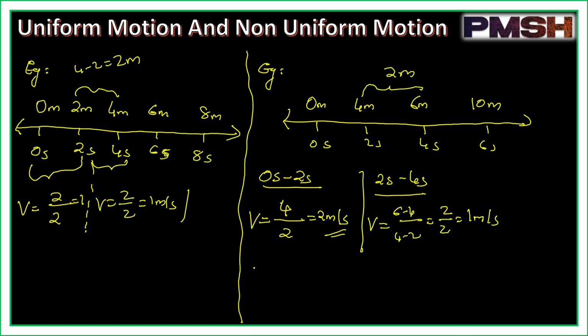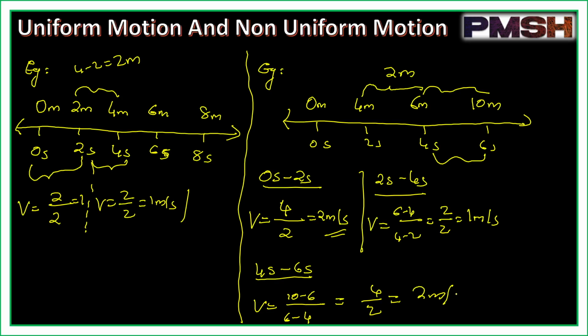Now let us calculate from 4 second to 6 second. The distance covered is this one: 10 minus 6, by the time interval, which is 6 minus 4. That is 4 by 2, which is again 2 meter per second.